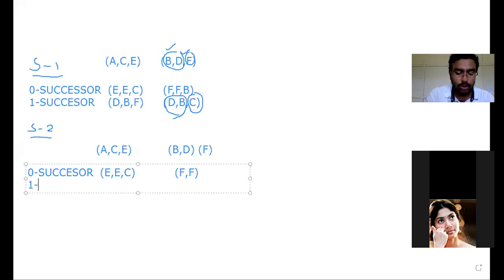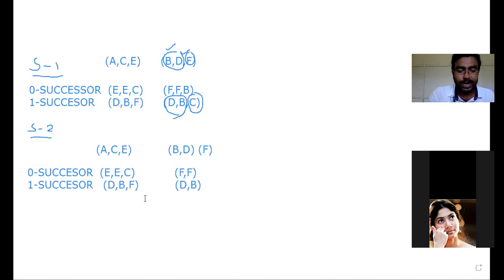So now let us find the zeroth successor and one successor of AC. What is the one successor of AC, students? D, B, F. So that is over. Then let us find the one successor of BD. D, B. Okay. Now come to the verification part.